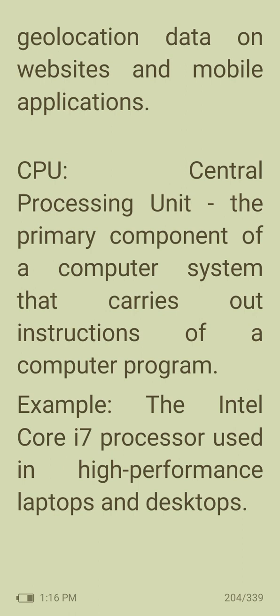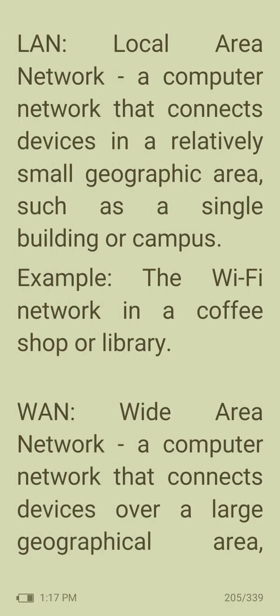CPU, Central Processing Unit, the primary component of a computer system that carries out instructions of a computer program. The Intel Core i7 processor used in high-performance laptops and desktops. LAN, Local Area Network, a computer network that connects devices in a relatively small geographic area, such as a single building or campus. The Wi-Fi network in a coffee shop or library is a LAN.